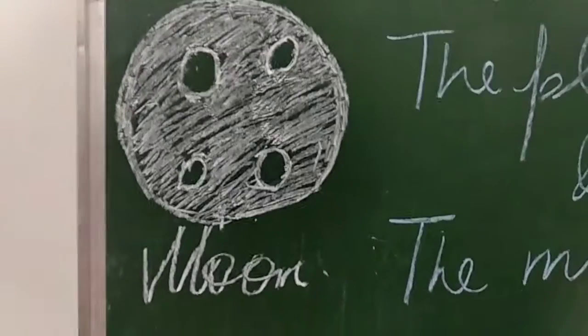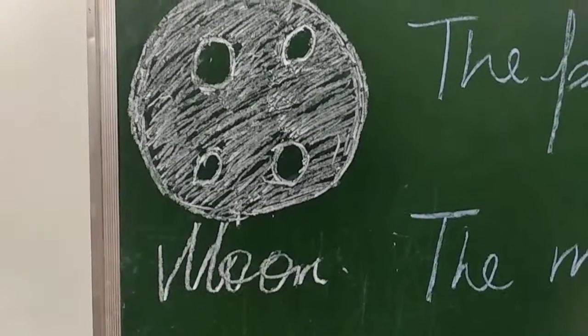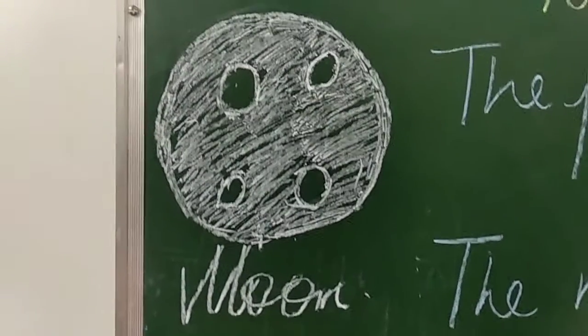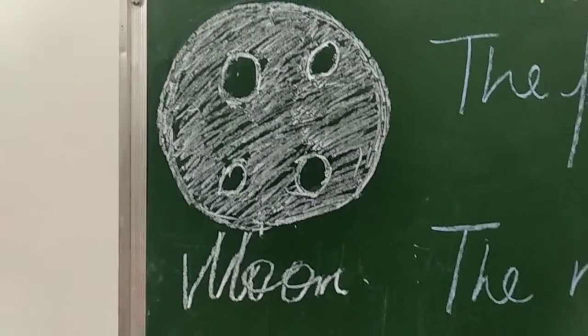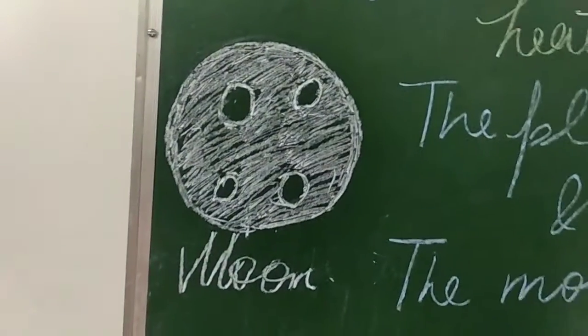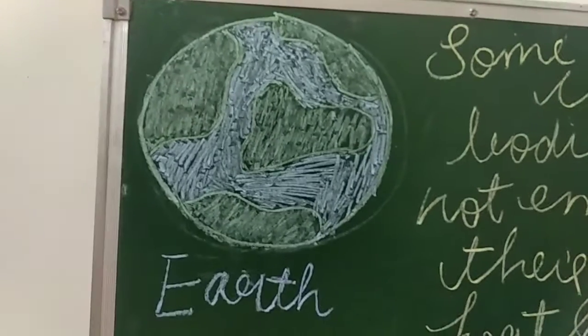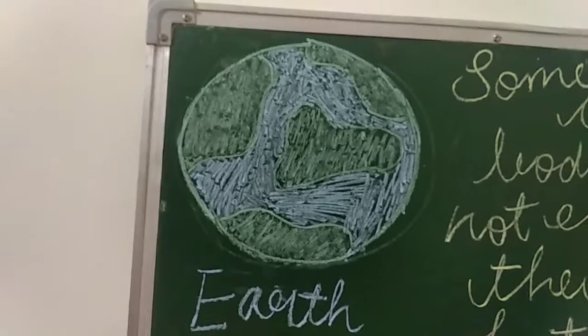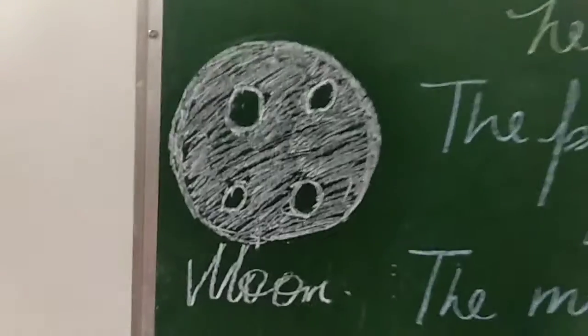The moon is said to be the companion of the Earth. This is because it rounds the Earth. Along with Earth, some planets are there which have their own moons.